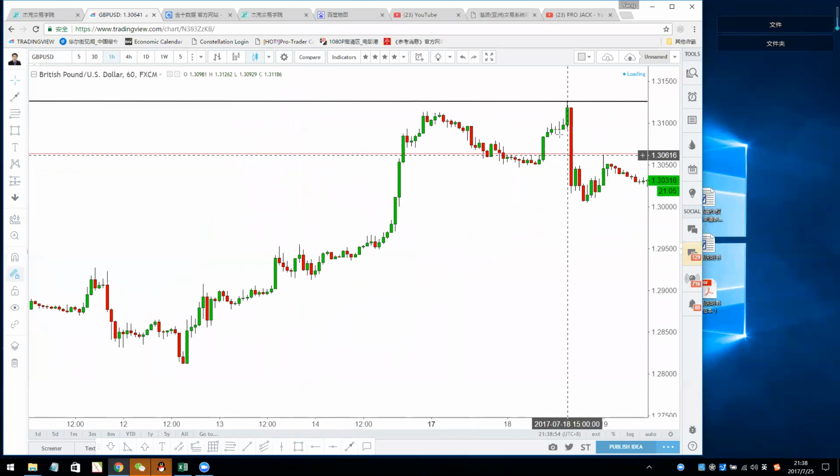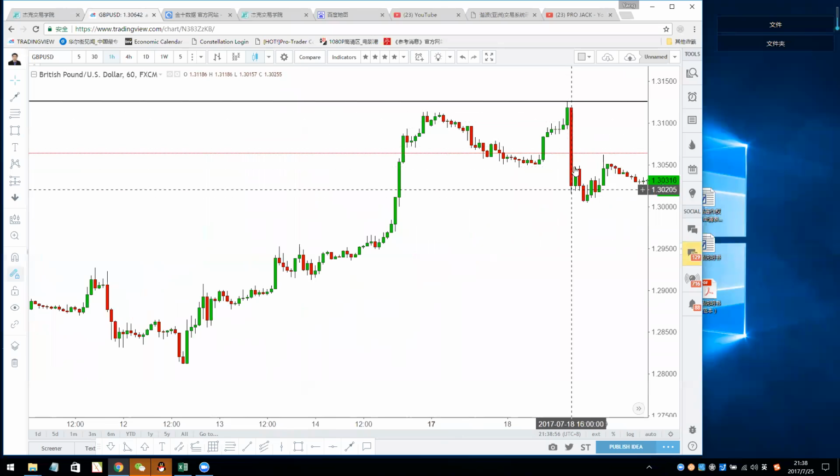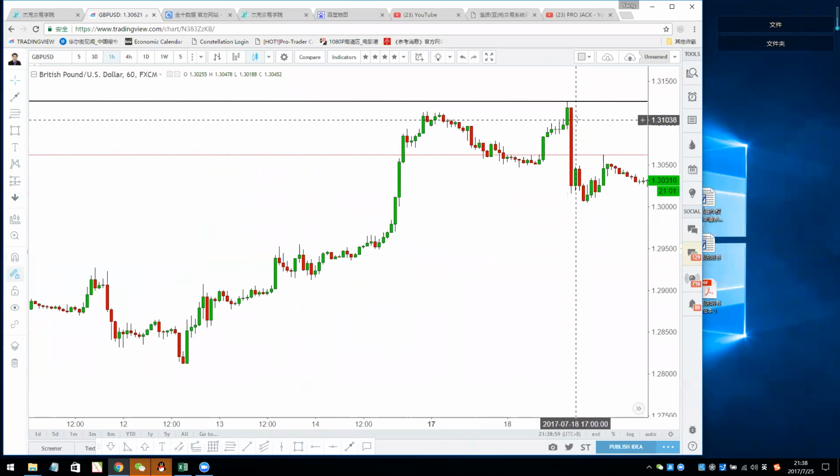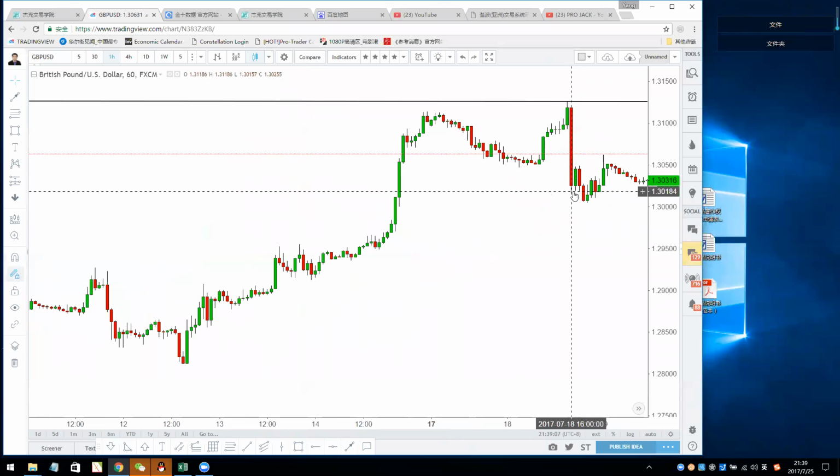Because on this day, the UK's economic data for sterling is bad. The CPI is bad, and the retail sales is bad. So this fundamental is telling you that the GBP is not likely to hike the rate.